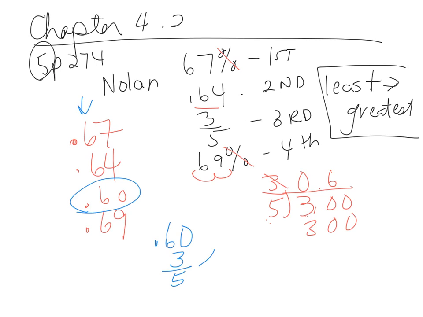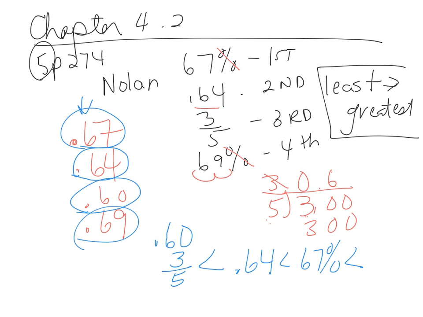That is the least. The next least is 0.64, and that was written as a decimal, so 0.64. The next one is 0.67, so it's the first one, so we're going to put it back as 67%. You put it back to the original number, and the greatest one is 69%. And box that in.